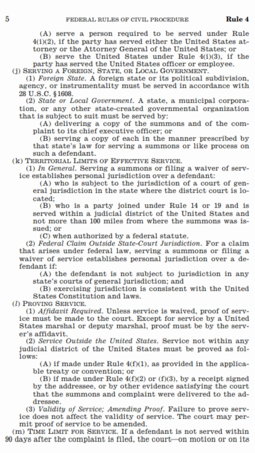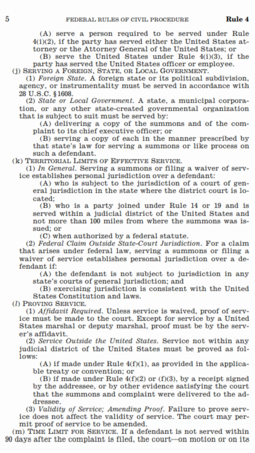(k) Territorial limits of effective service. 1. In general, serving a summons or filing a waiver of service establishes personal jurisdiction over a defendant (A) who is subject to the jurisdiction of a court of general jurisdiction in the state where the district court is located, (B) who is a party joined under Rule 14 or 19 and is served within a judicial district of the United States and not more than 100 miles from where the summons was issued, or (C) when authorized by a federal statute.